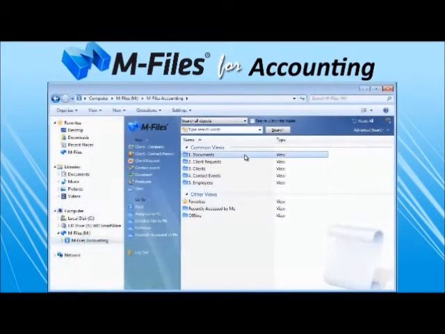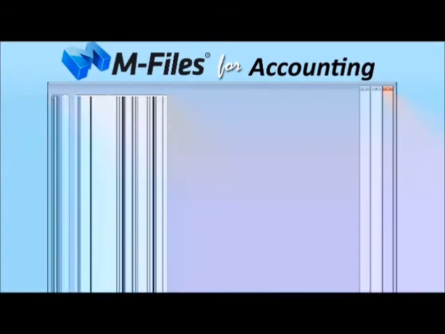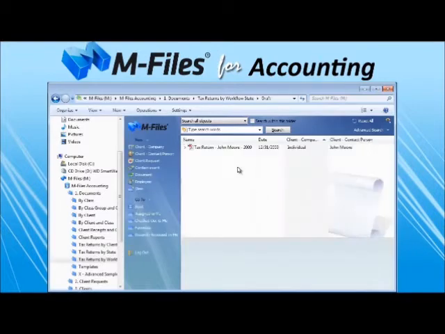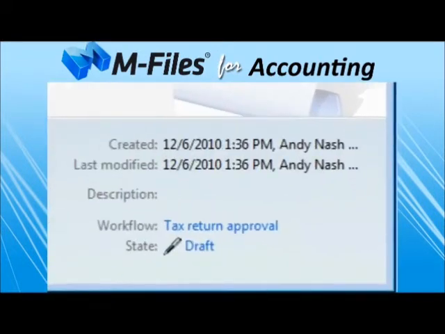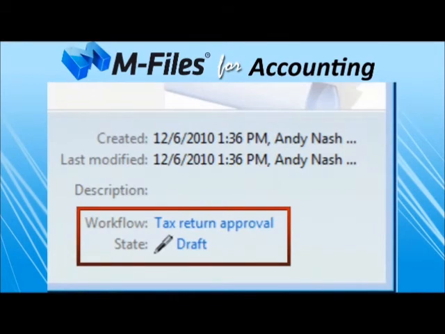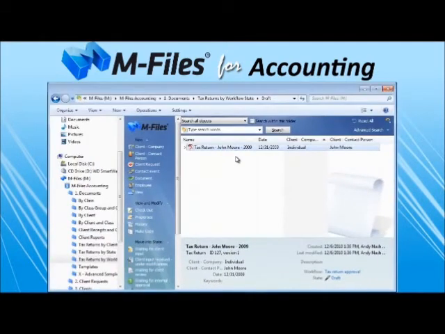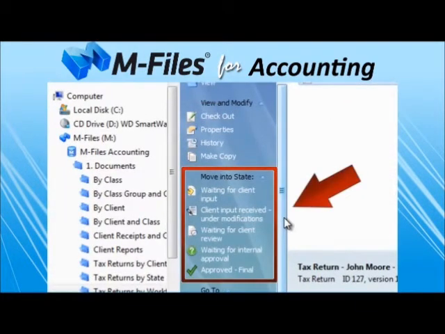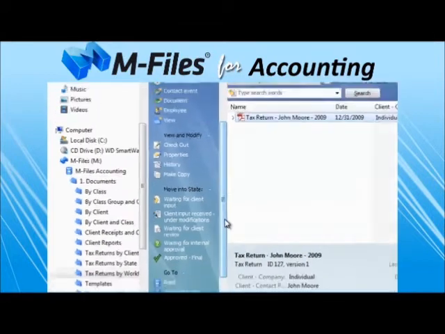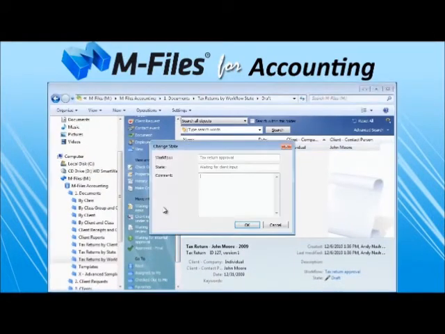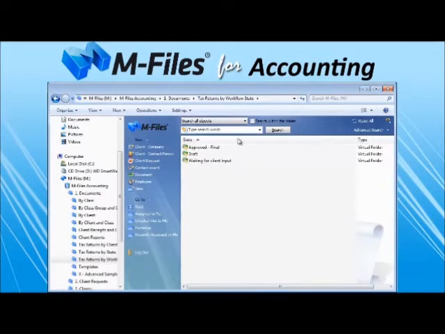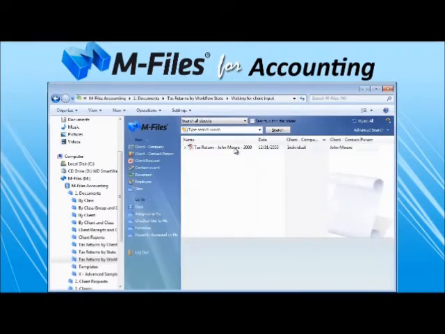With the workflow features of M-Files accounting, you may model, streamline, and automate any work process like tax returns. For example, the 1040 that we just scanned into M-Files accounting is in the draft phase. We've defined the states of the workflow, as you may see on the task pane in the middle. When ready, we can simply click the next state. In this case, we still need input from the client.